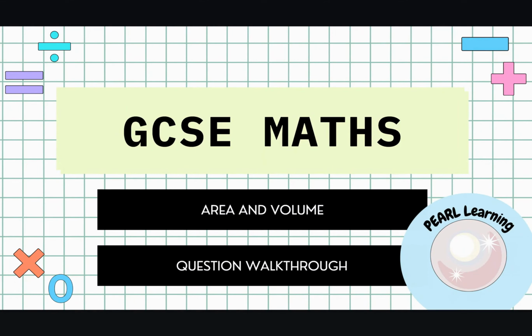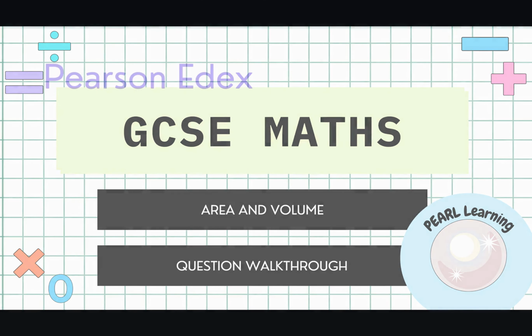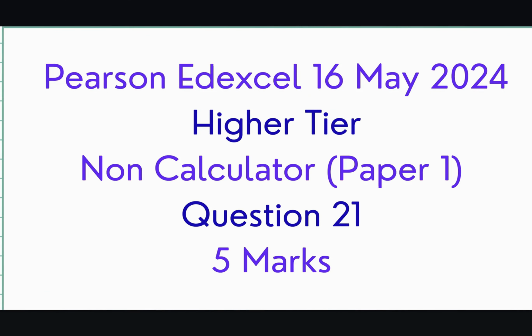Hello, lovely people. Today we will be doing a question walkthrough on a GCSE maths question on area and volume. This question was question 21 of the 2024 higher tier non-calculator Edexcel paper, and it was worth a flabbergasting 5 marks.